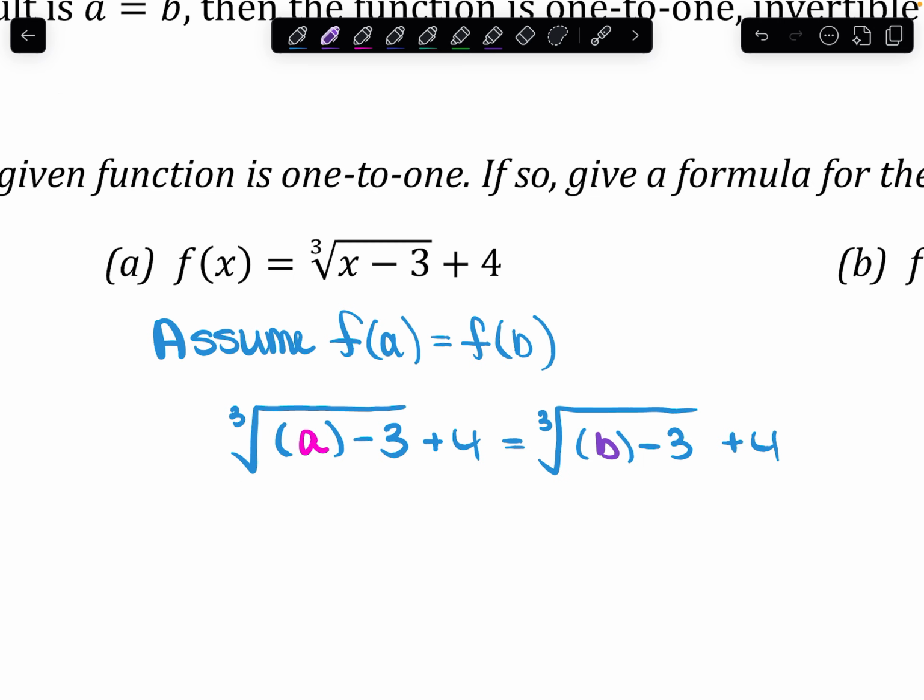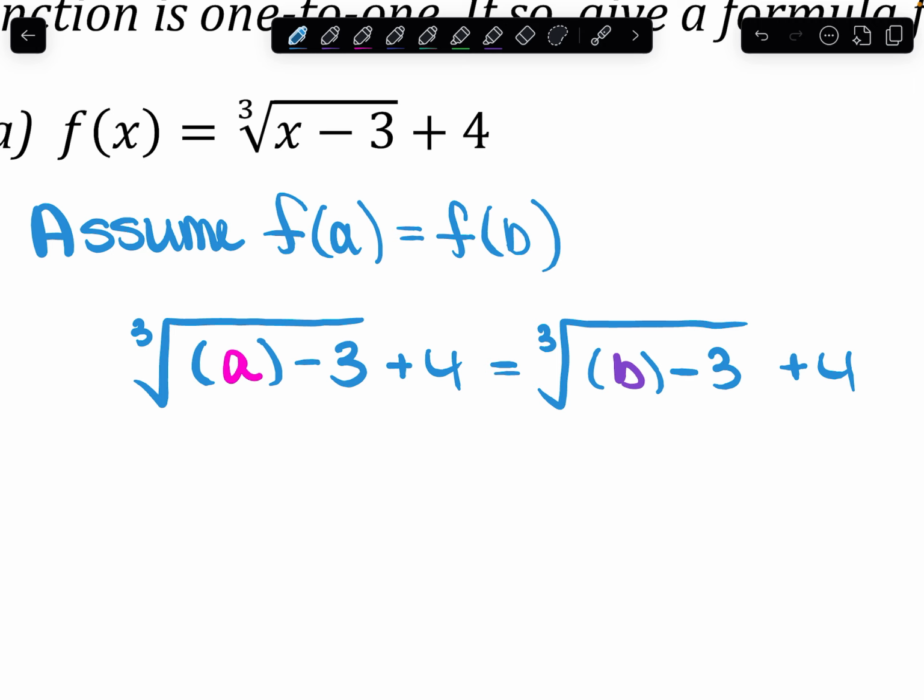All right, once we've assumed f of a is f of b, we need to solve for either a or b. It doesn't matter. I'll solve for a because a is on the left side, but if you wanted to solve for b, it would be perfectly fine. A cube root, similar to an exponent, because it is an exponent, similar to a square, you need everything out of that root to the other side. So I'm solving for a, so I'm going to subtract 4 from both sides.